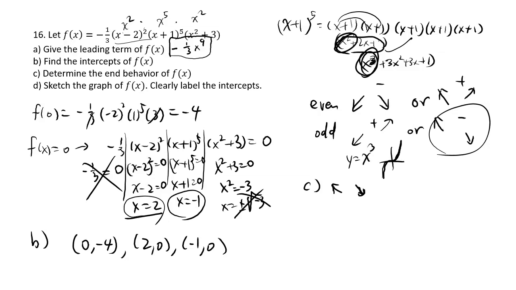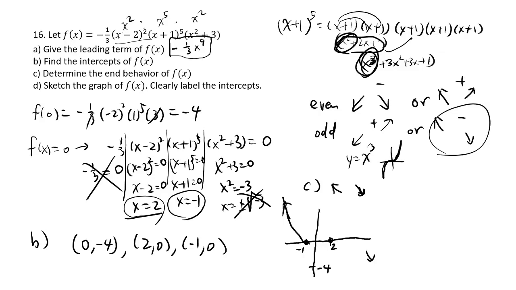All right, and then sketch the graph of f of x, clearly labeling the intercepts. Okay. So your y-intercept is negative 4. X-intercepts are 2 and negative 1. Our end behavior is like this, this. Okay. So we come down here, and then you have to decide whether it passes through the x-intercept or not. And the important thing is, if the power for that is odd, then it passes through. If it's even, it bounces back.